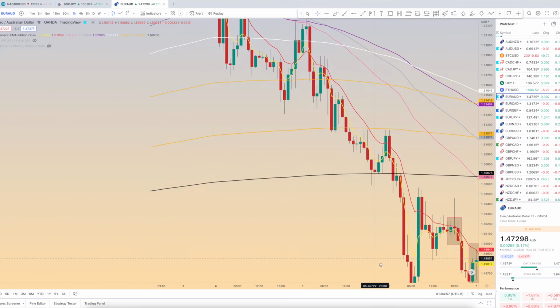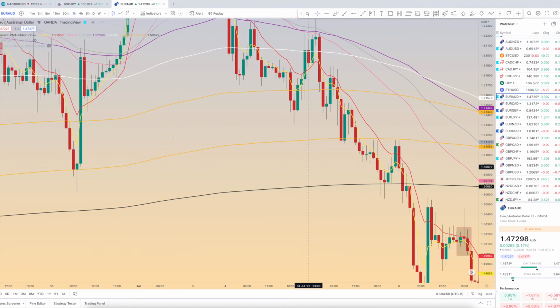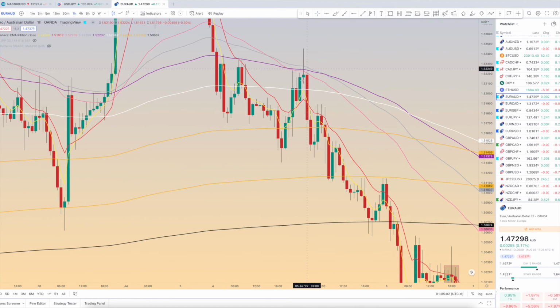Okay. Let's see if we can find at least one more. Oh, here we go. Look at this one. Another perfect kind of setup right here. You got a big body, a tiny body with a large wick, and then a huge body afterwards. So here you go, that's another setup. Next candle, red.